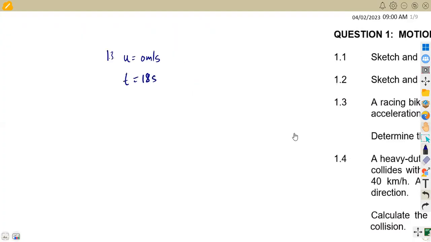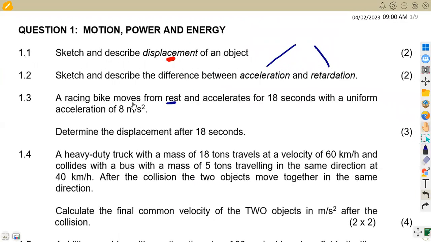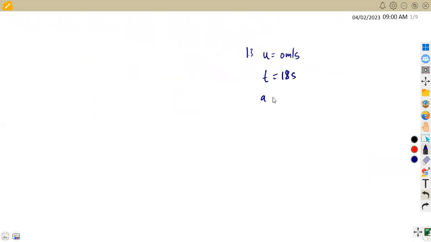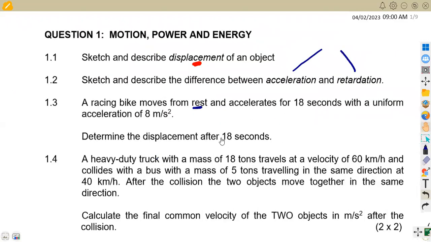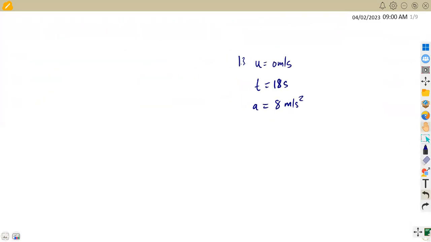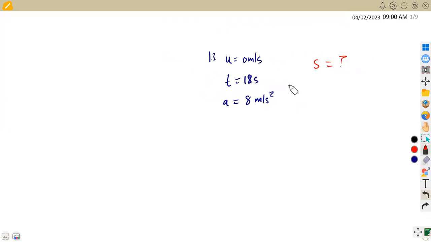There is an acceleration taking place, and we are given the uniform acceleration of 8 meters per square second. So we've got the acceleration now. Our acceleration in this case is 8 meters per square second. The question is to determine the displacement after 18 seconds, in this period of 18 seconds with these conditions. What is the displacement? Displacement is given by S, so we can try and see from our formulas what is the best formula to use in this case to solve for S.